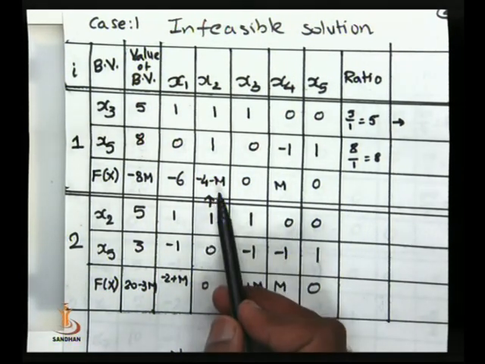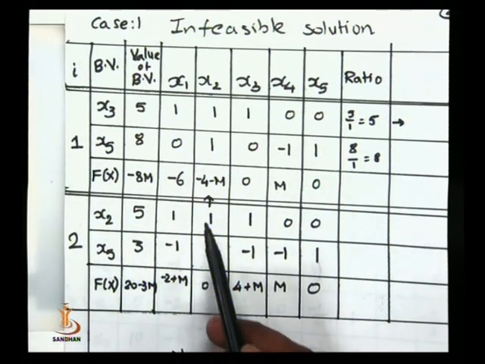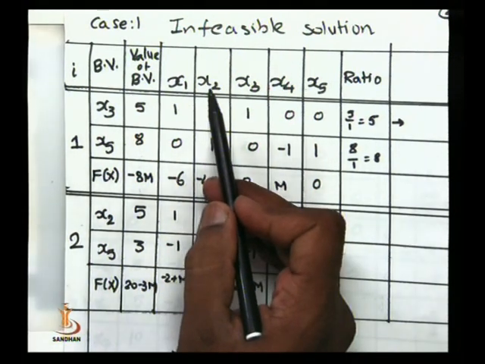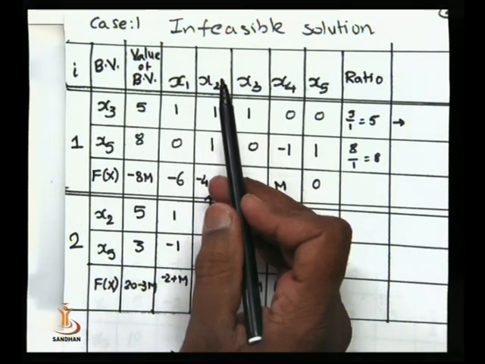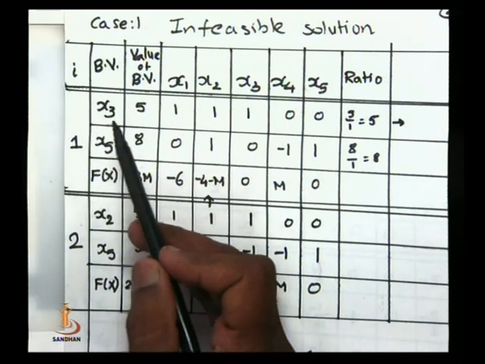Okay, so this is the most negative value. The corresponding column, the x2 column, is our key column. So x2 will be our incoming variable. X2 is the variable which is going to enter into the basis, and it will replace either x3 or x5. Now how? Again we find the ratio.